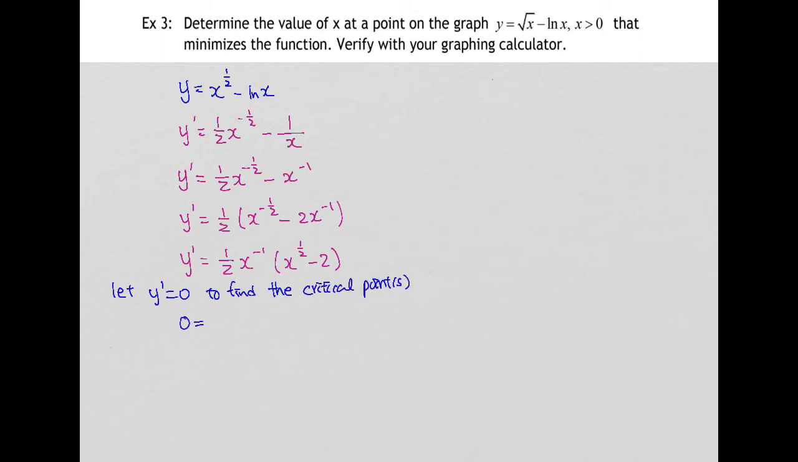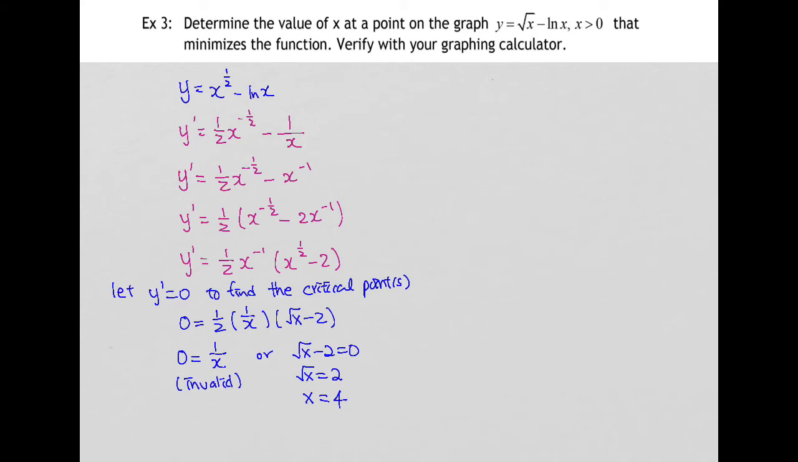So 0 will be half. X to the power negative 1 will be 1 over x. X to the power half will be square root of x. And that means 0 equals a half, which is impossible, or 0 equals 1 over x, which is also invalid. Or square root of x minus 2 will be 0, means square root of x will be 2. By squaring both sides, we'll be able to remove the square root, so x will be 4.